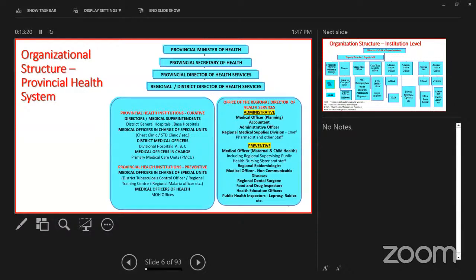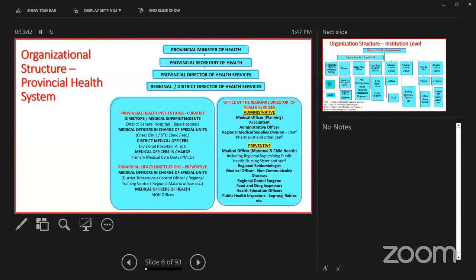Can someone put it in the chat box? Why is that? In a very short period, can someone put why there are 26 district directors of health services despite having 25 districts in Sri Lanka? Do you know what the reason is?